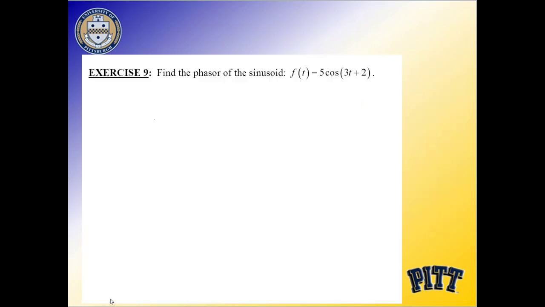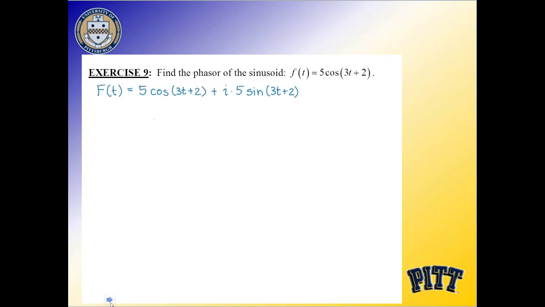So, first thing is find a phasor of the sinusoid 5 cosine(3t + 2). Which basically means, if I wanted to calculate the amplitude and phase shift, I could say this one has an amplitude of 5, a phase shift of negative c over b, which would be a negative 2/3. I should be able to get those two values from the phasor if I wanted to, when all is said and done. But here's how I go about calculating a phasor.